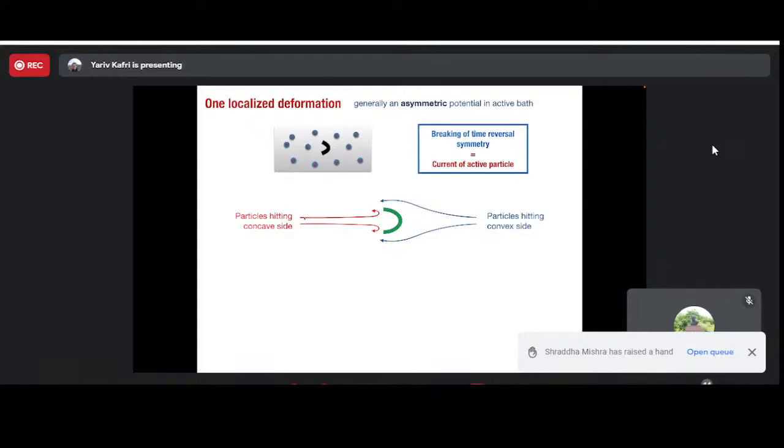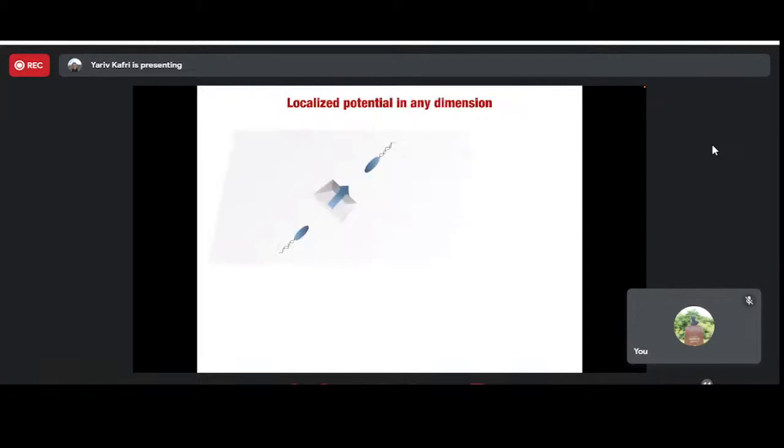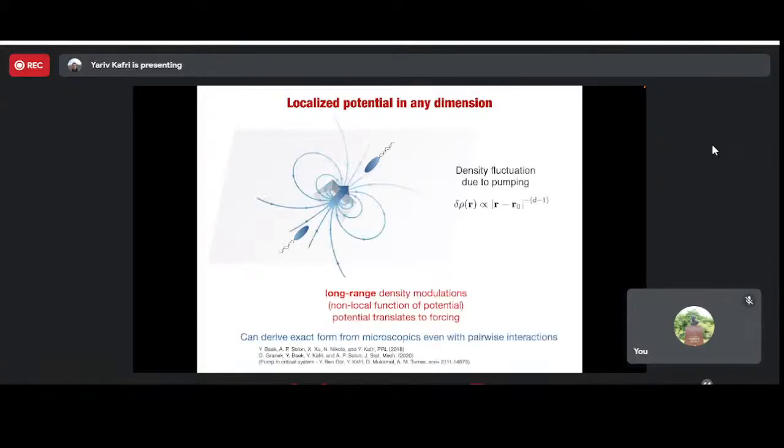I want to ask one question, Yariv. Sure. This is regarding the polarization of particles. Whatever structure factor you are showing, that is the density structure factor, I guess. Yes. What about the velocity or the orientation correlations? So in this system it's not very interesting because they reorient much quicker. There are correlations, but they're much weaker because, roughly speaking, the polarization goes like the gradient of the density. Okay, thank you. So they're less interesting.